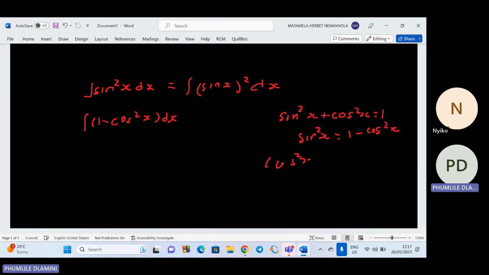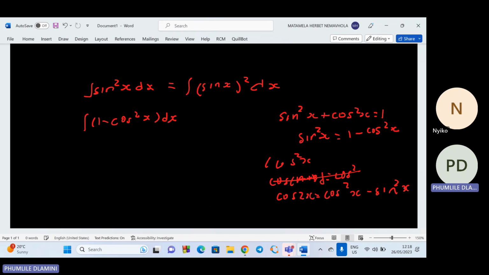Cos squared x, we also know that cos squared x is going to be 1 minus sine squared x. But we also have an identity whereby cos of a plus b, or cos 2a, let me say cos 2x, we know is the same as cos squared x minus sine squared x.